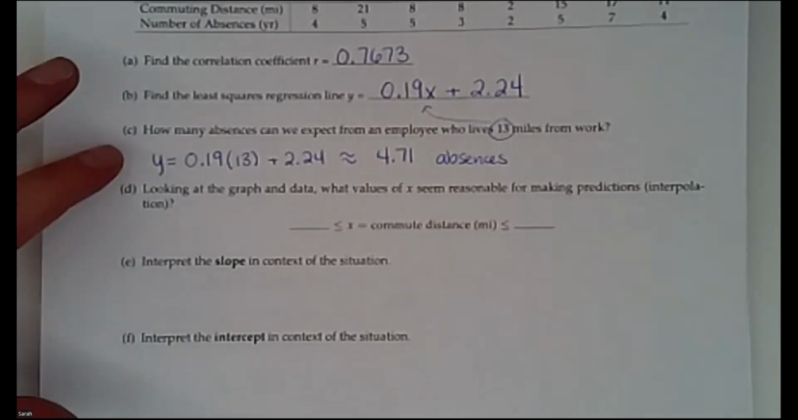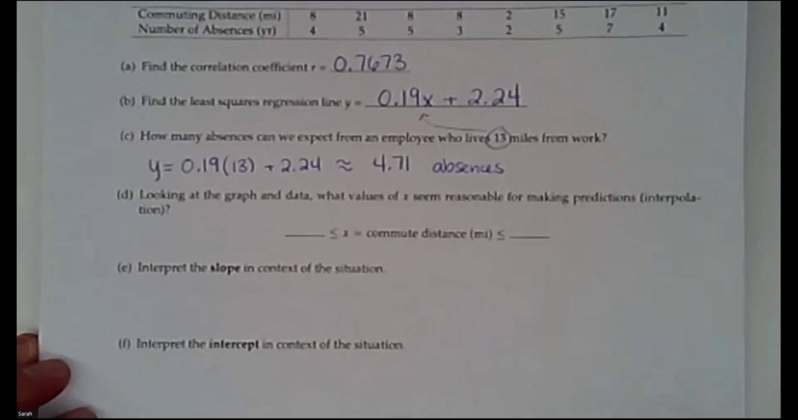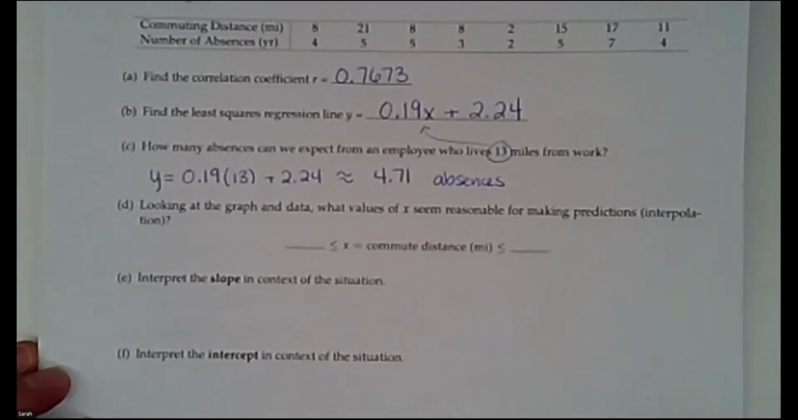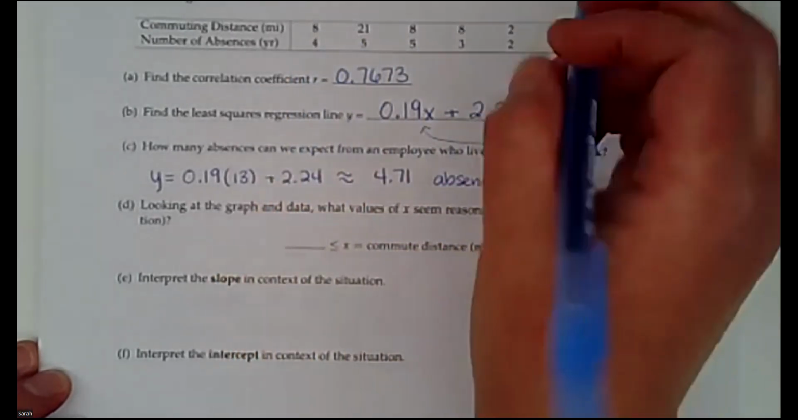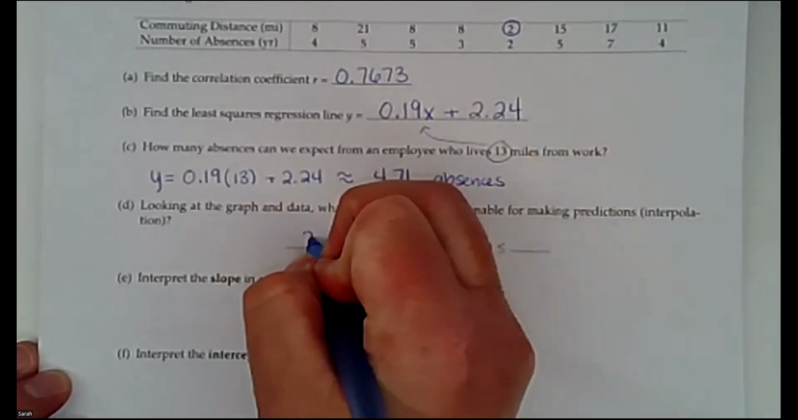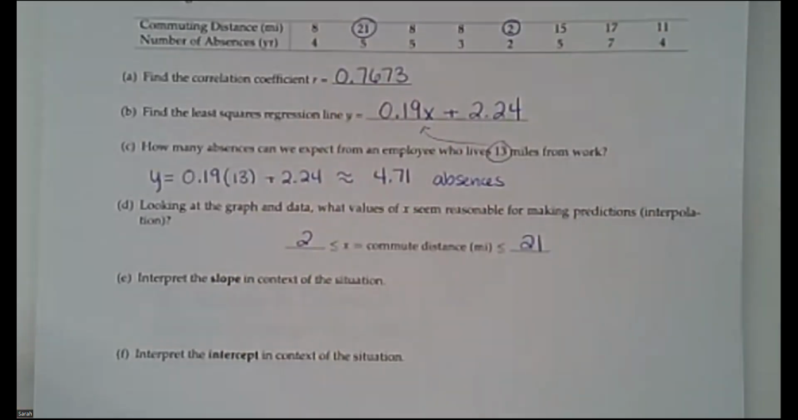All right, so there is our 13-mile-away employee. So let's take a look at what values would be reasonable to plug in. 13 is definitely within our point set, but let's look for our smallest x values. So our x's are in this top row here. It looks like my smallest x is a 2. And then if I'm looking for my largest one, that's a 21. So I would say in general, if you go anywhere between 2 and 21 miles away, this should give us fairly reasonable predictions. Maybe 1 to 22, a little bit outside of that would be fine as well, but not too terribly much beyond that.